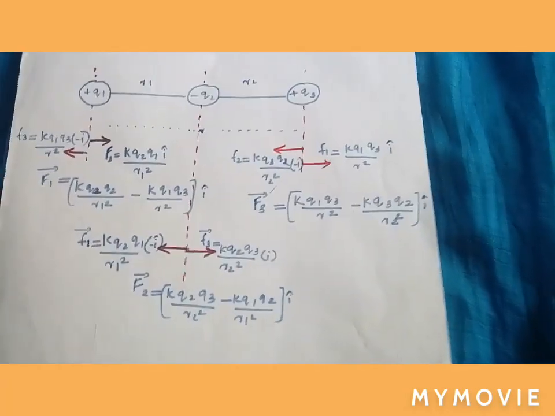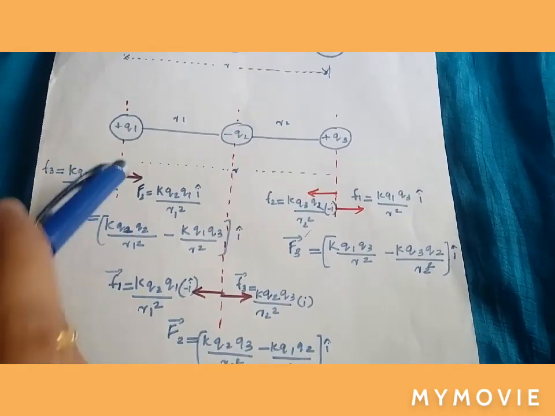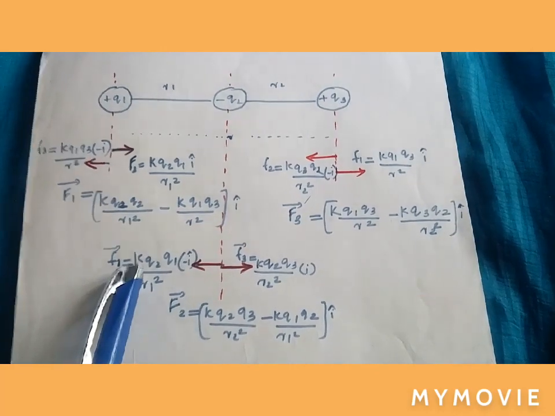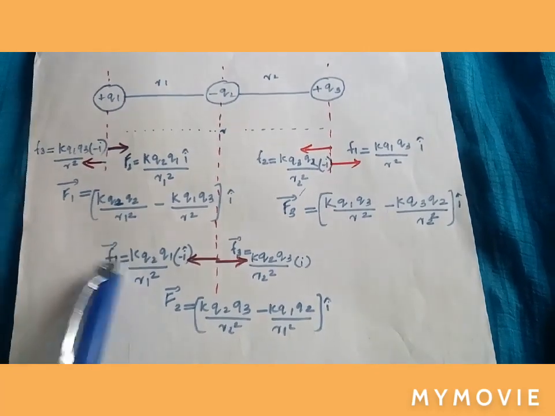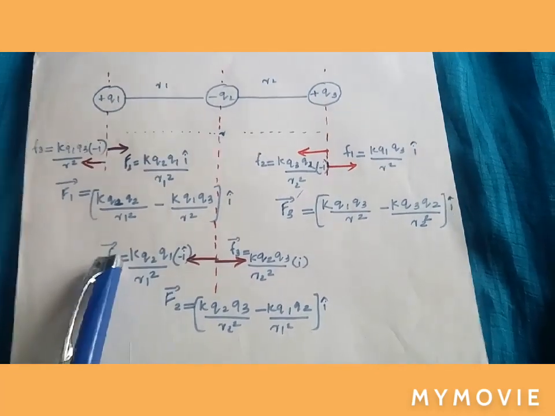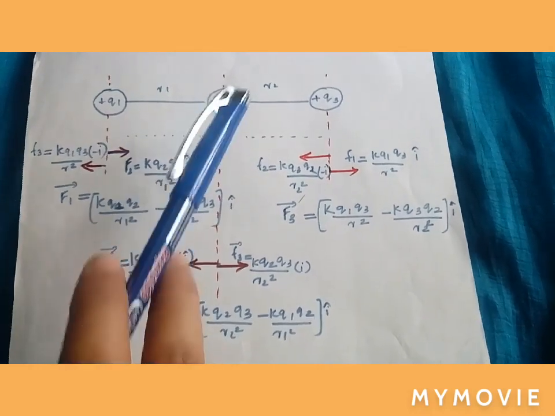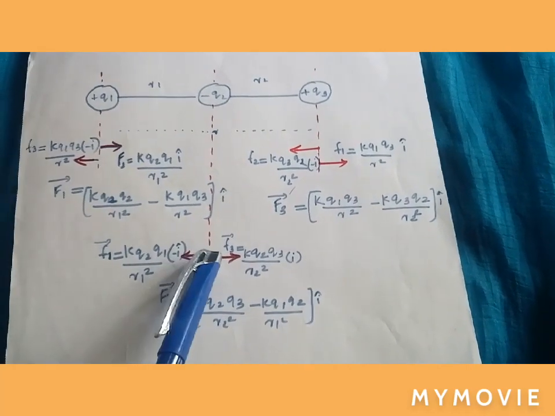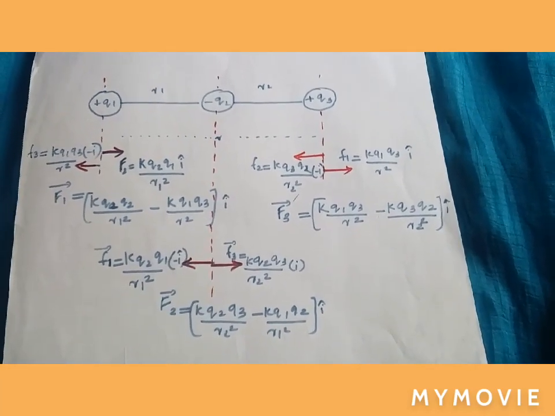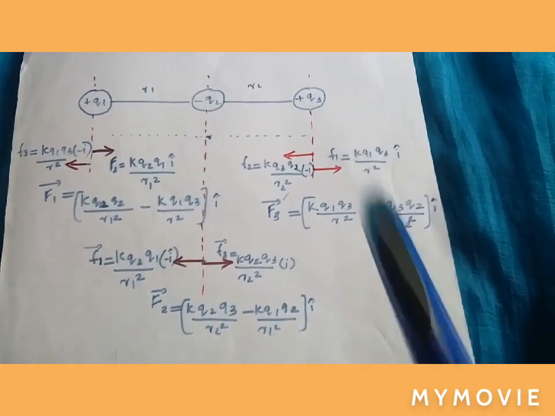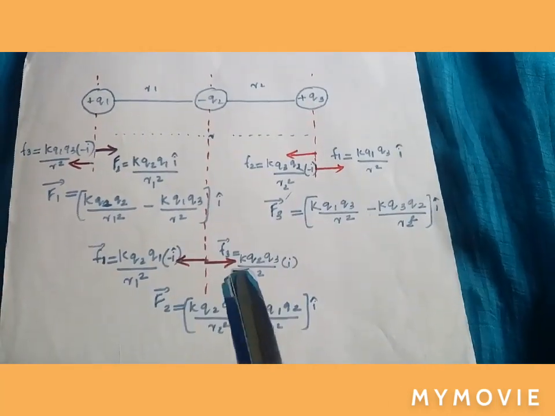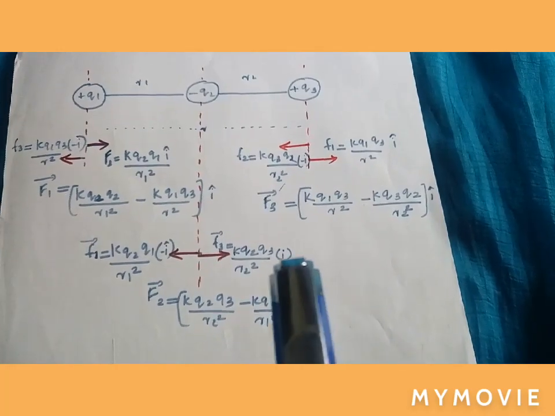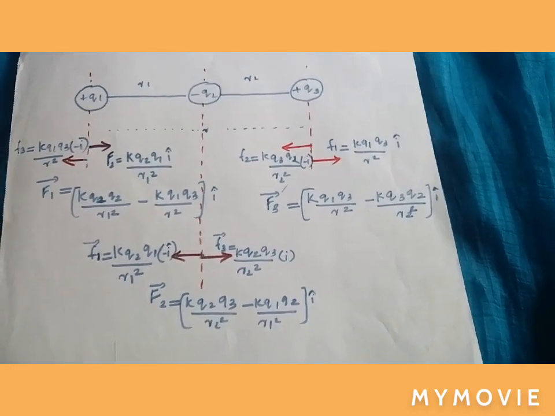And according to q1, there will be attraction to q2. That is, F1, the force due to the first charge, is equal to k q2 q1 divided by r1 square, and the direction is towards the left, that is minus i. And F3 is due to q3, that is equal to k q2 q3 divided by r2 square into i cap, that is towards the right.